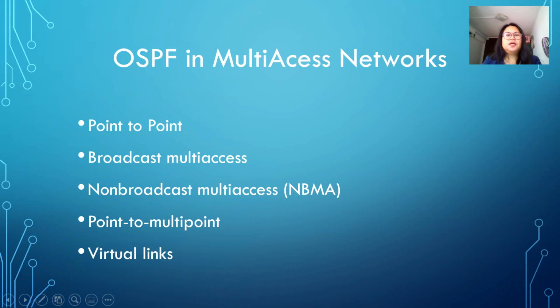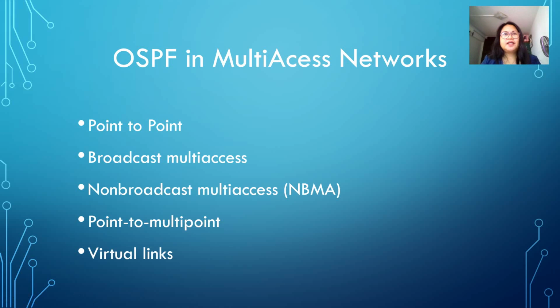Now we discuss OSPF in multi-access networks. We have point-to-point, broadcast multi-access, non-broadcast multi-access, point-to-multipoint, and virtual links. Now we discuss these one by one. What is point-to-point? Point-to-point is when two routers are interconnected over a common link, with no other routers on the link. This is often the configuration in WAN links.